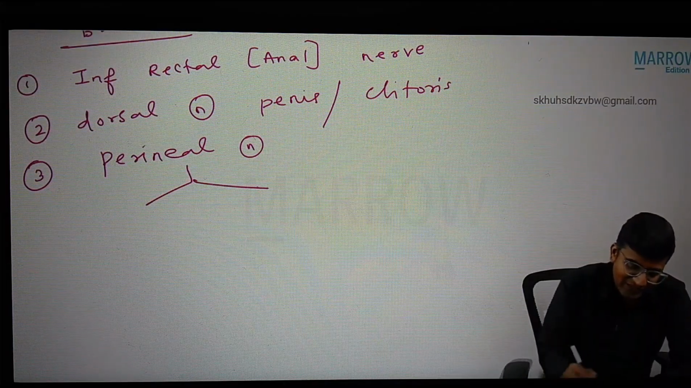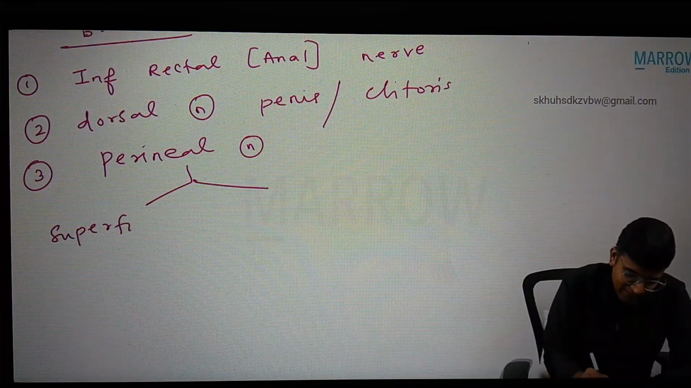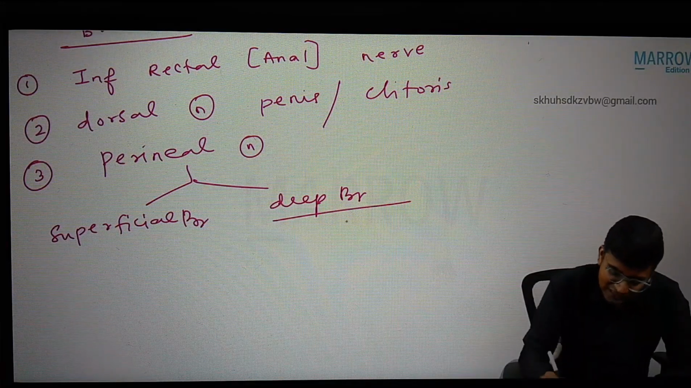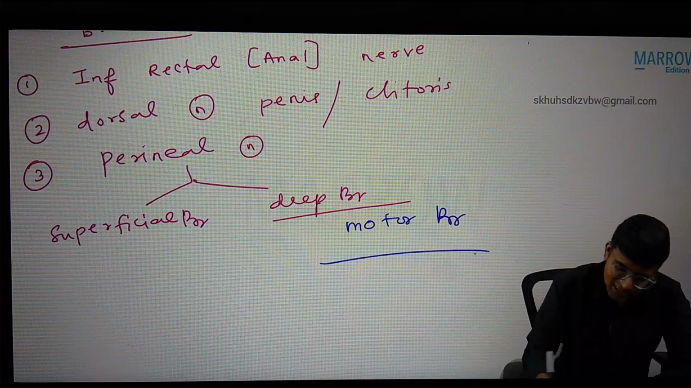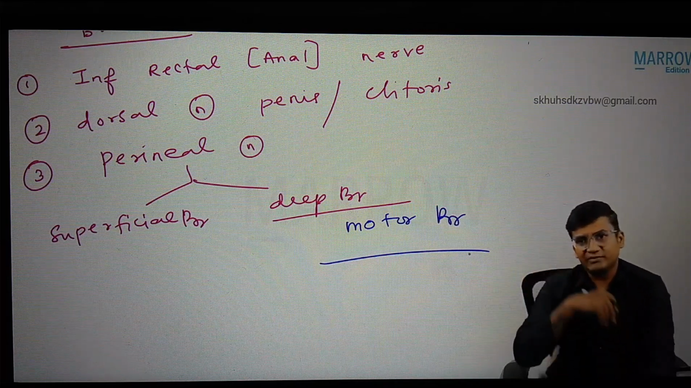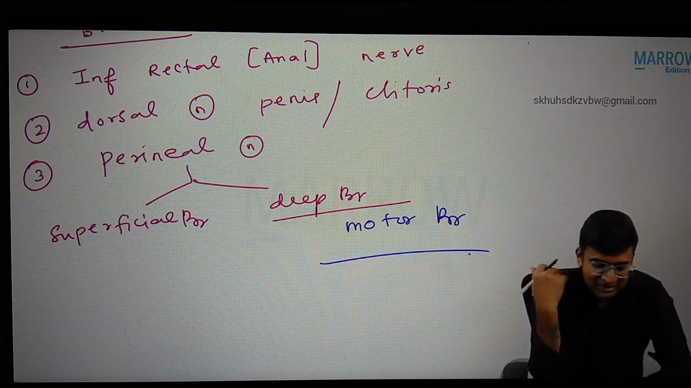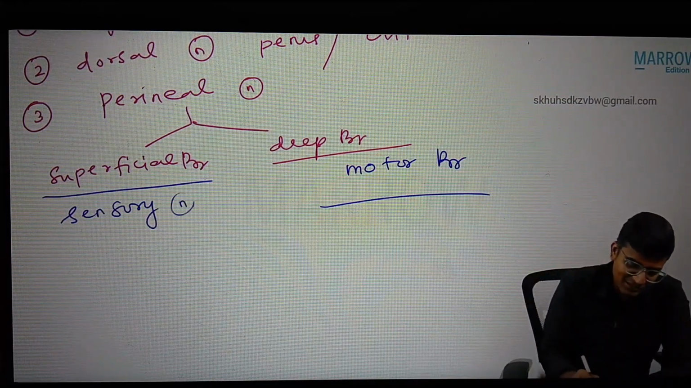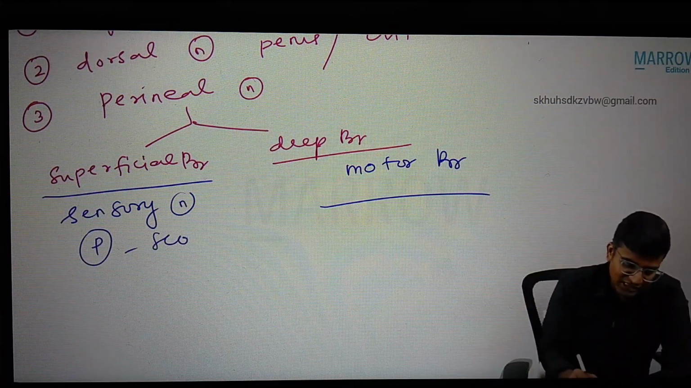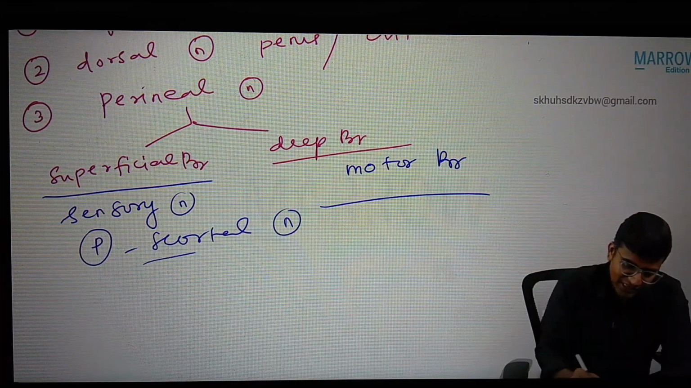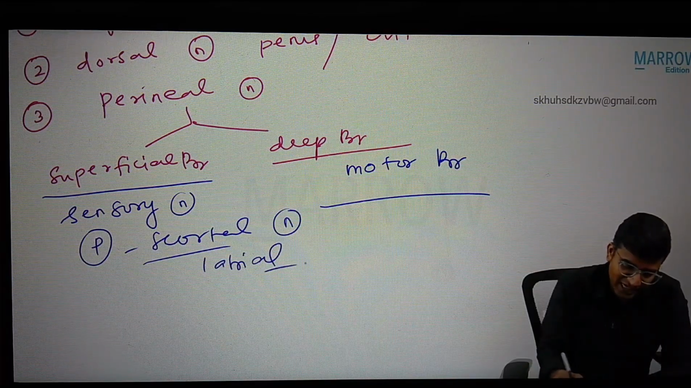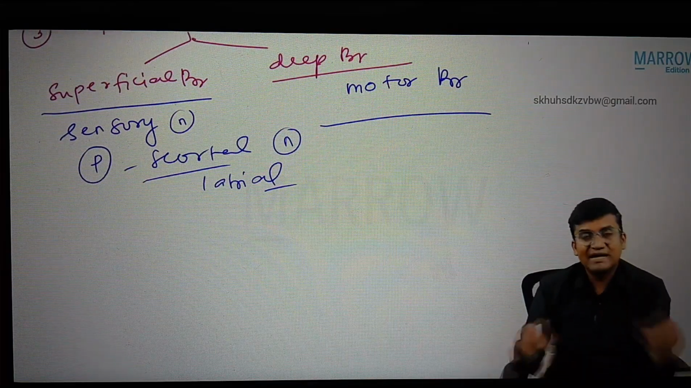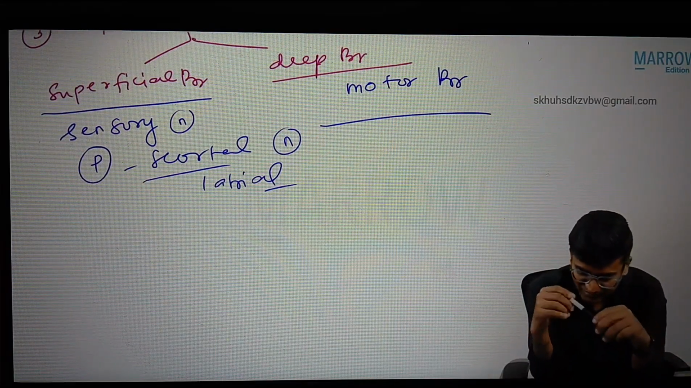Now, the perineal nerve is divided into a superficial branch and a deep branch. The deep branch is the motor branch which supplies all the muscles of the perineum. The superficial branch is a sensory nerve which is also called the posterior scrotal nerve. In female, it is called the posterior labial nerve. So, these are the various branches of the pudendal nerve.